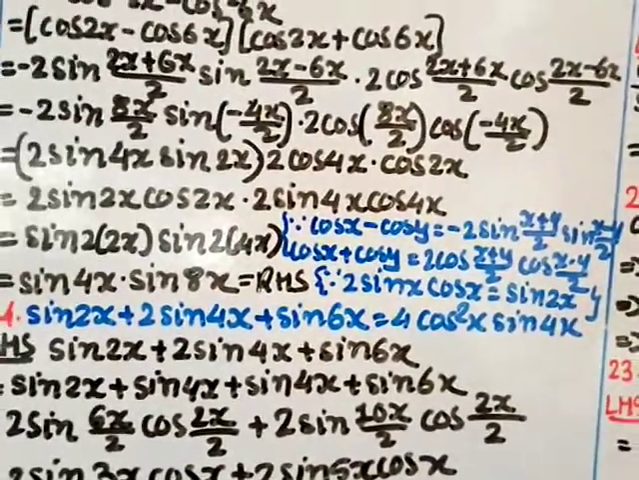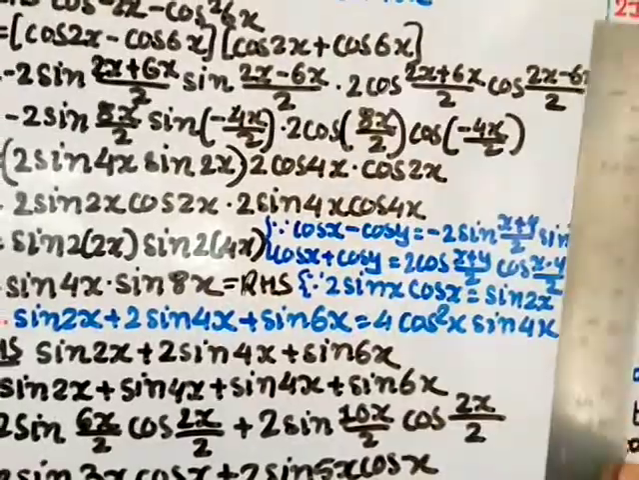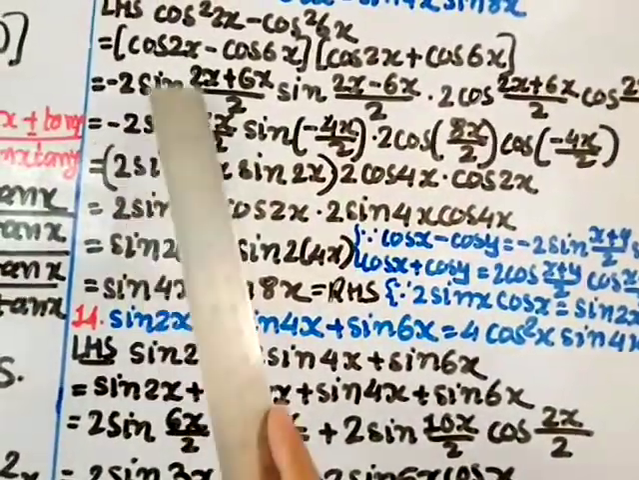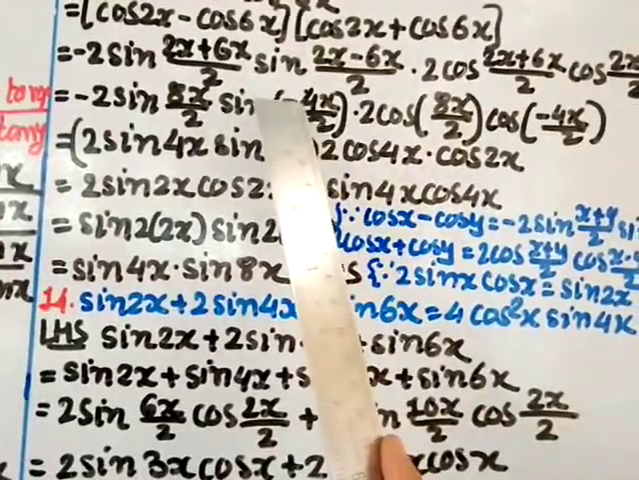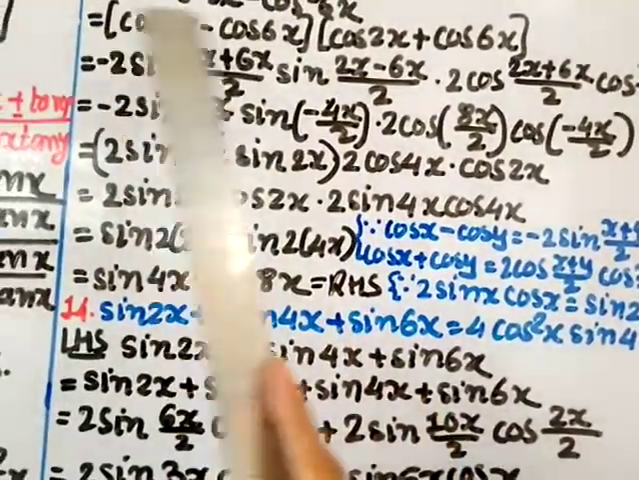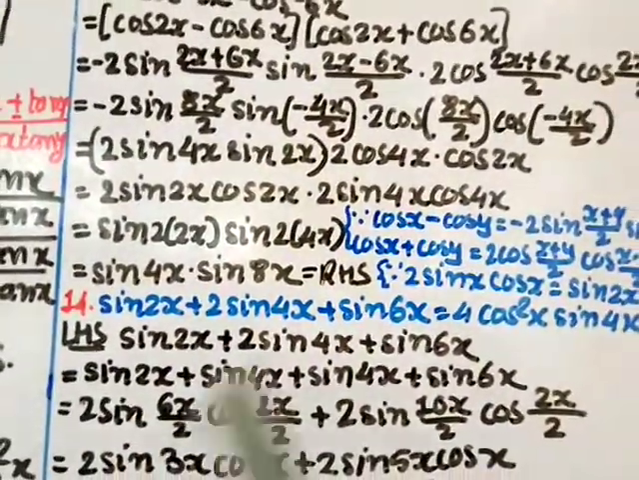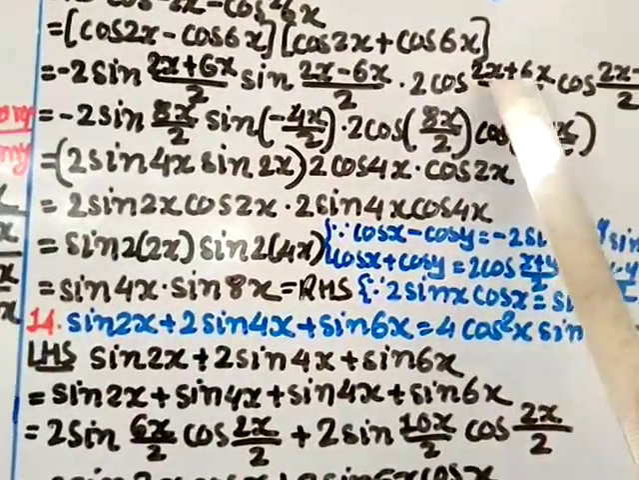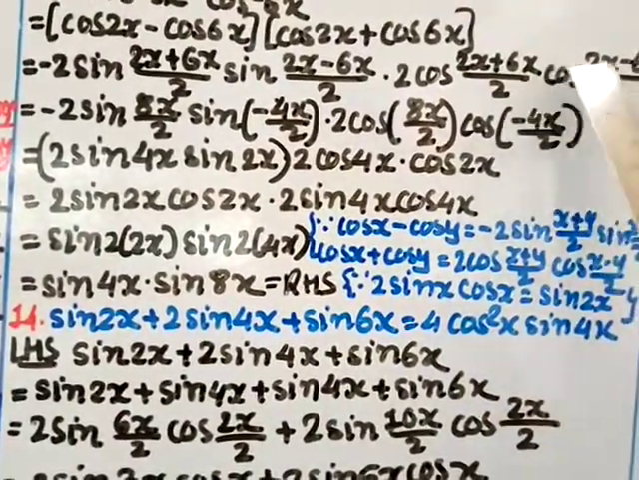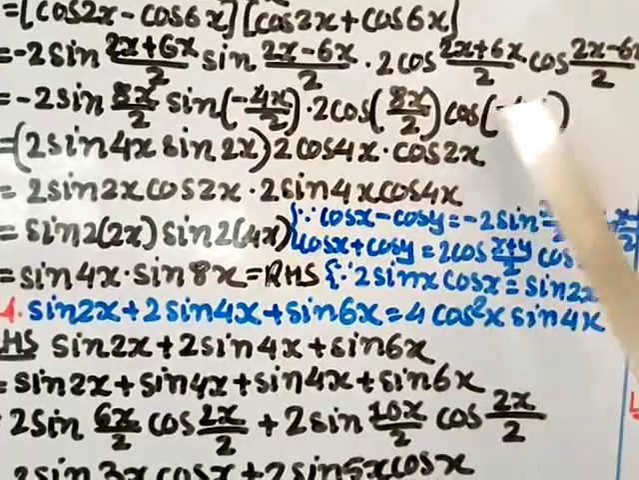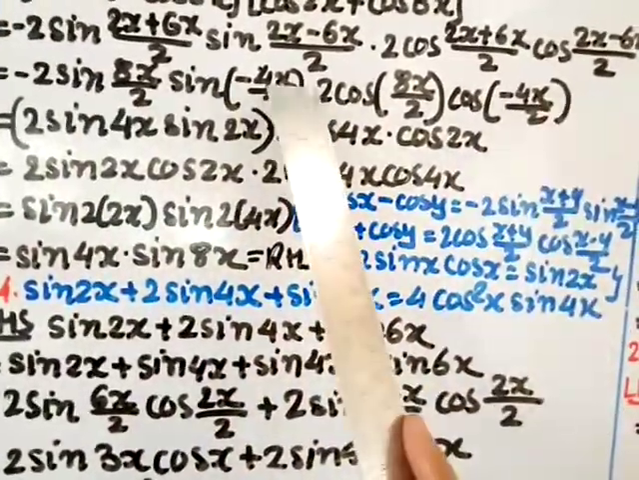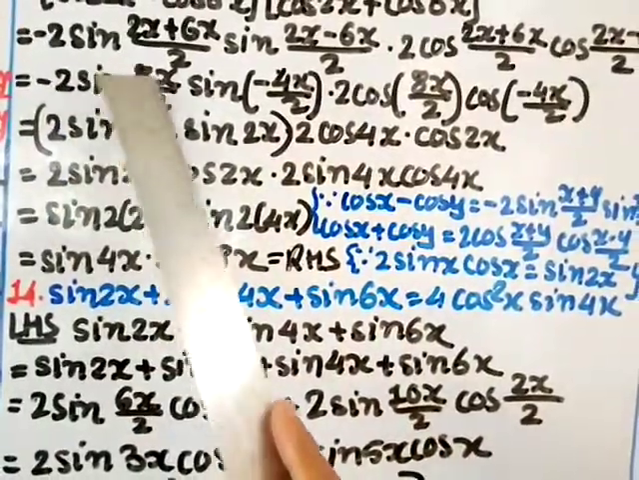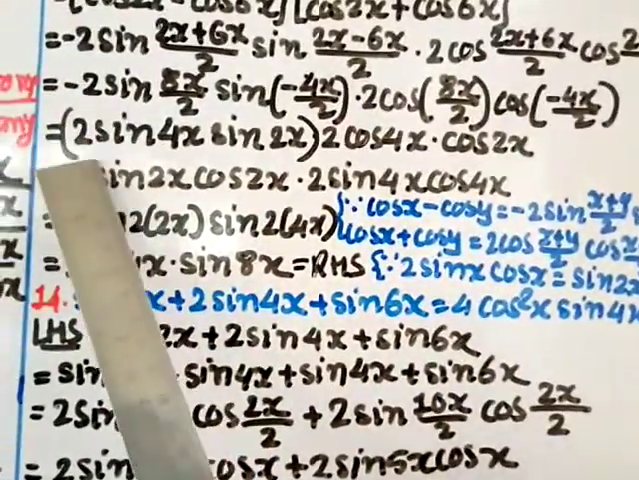Second identity I need to use here, since I have not changed. Minus 2 sin (2x plus 6x)/2 sin (2x minus 6x)/2, that is minus 4x by 2. Here I can't change because it is negative. 2 cos (2x plus 6x)/2, that is 8x by 2, cos (2x minus 6x)/2, that is minus 4x by 2. Cut by 2 each term here, because you can cut. Don't cut these two, neither these two, only here you can cut. So 2 as it is.